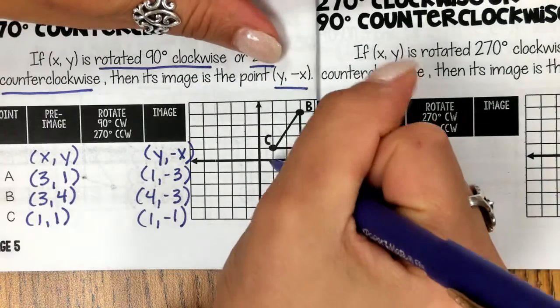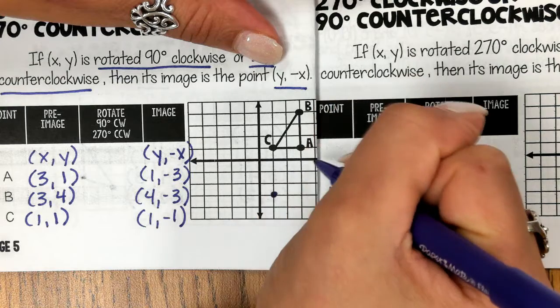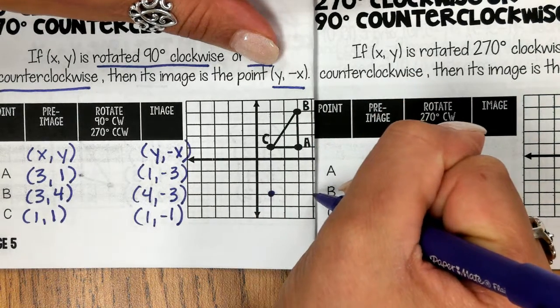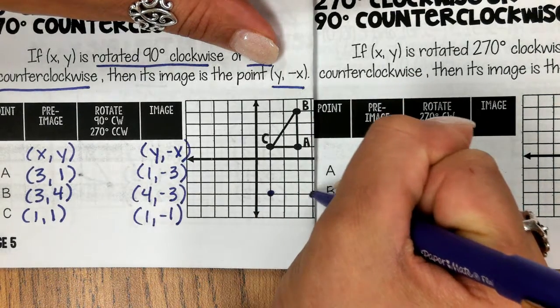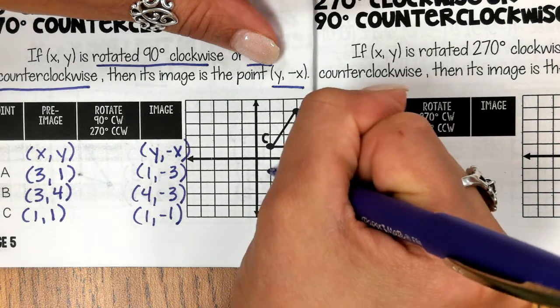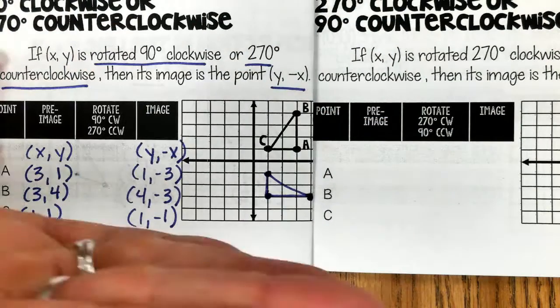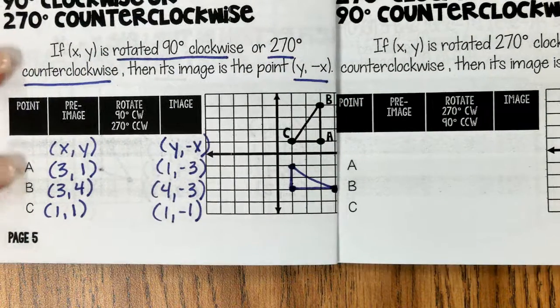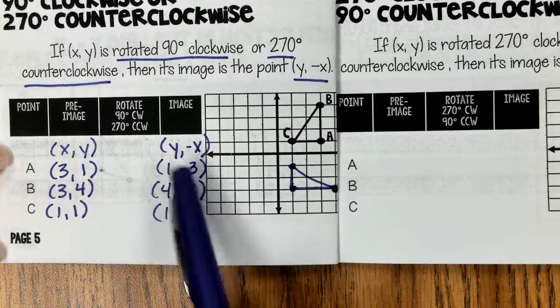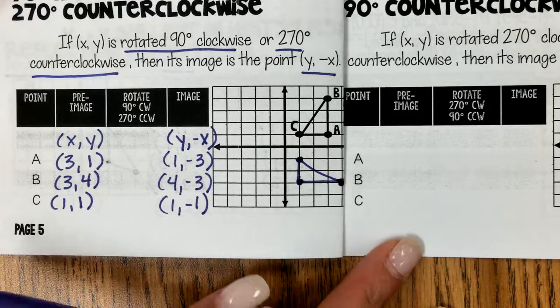Okay, so we have 1, negative 3, 4, negative 3, and 1, negative 1. Okay, so it is just turned over 90 degrees. Alright, so that's how your picture should look. You're just plotting these points here. Okay, we got that? Yes, ma'am.